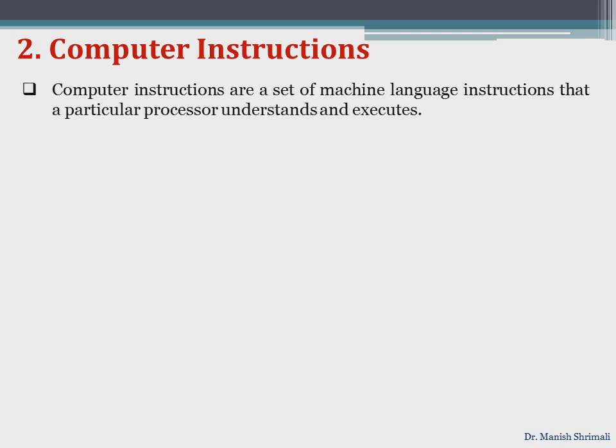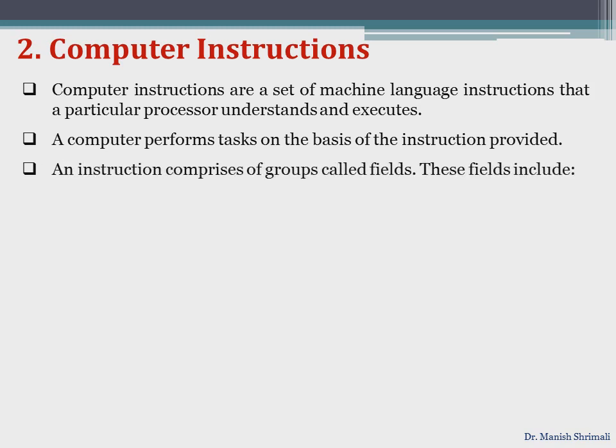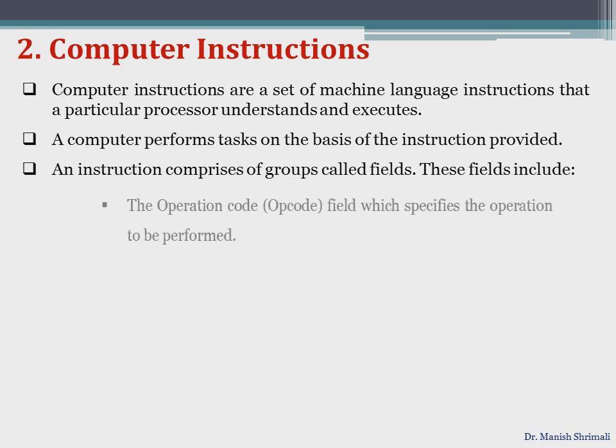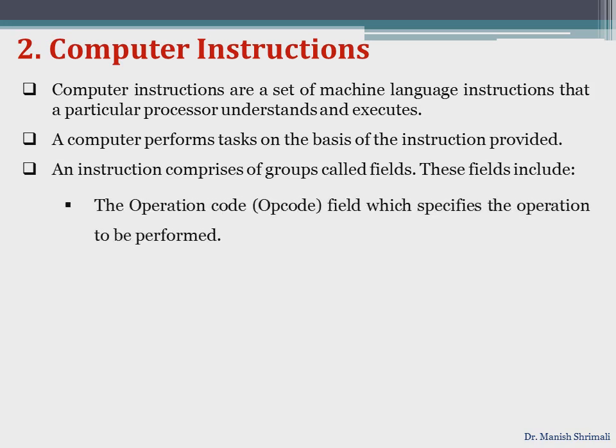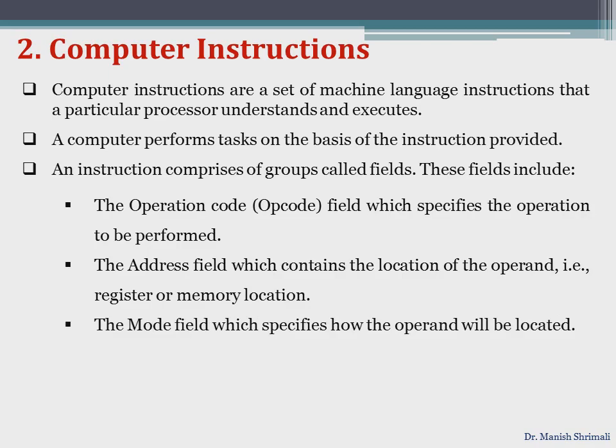These are a set of machine language instructions that a particular processor understands and executes. A computer performs tasks on the basis of the instructions that are provided. An instruction comprises groups which are called fields, and these fields include the opcode, that is the operation code field which specifies the operation to be performed. The address field contains the location of the operand, and there is a mode field which specifies how the operand will be located.